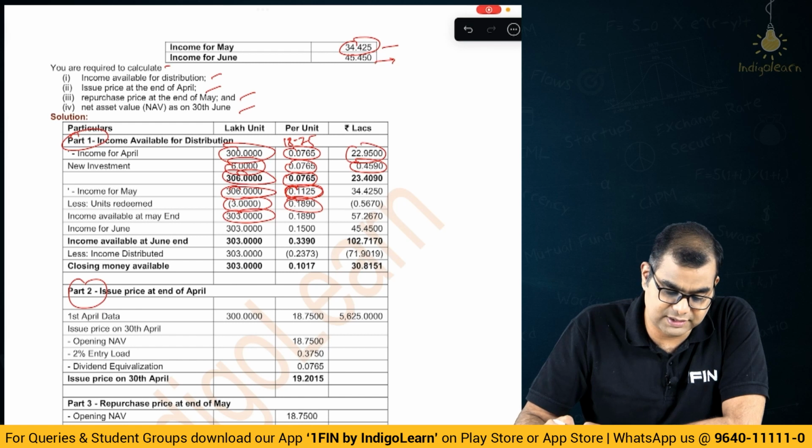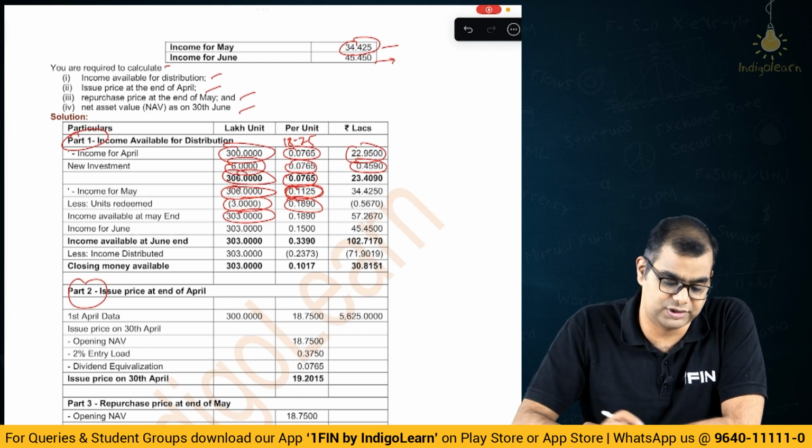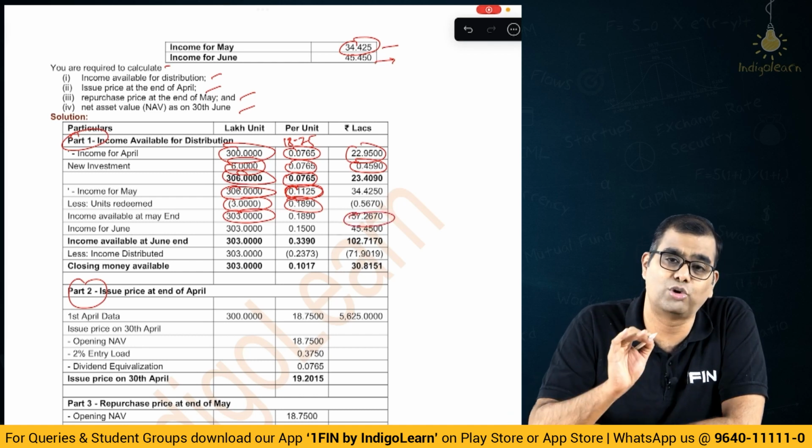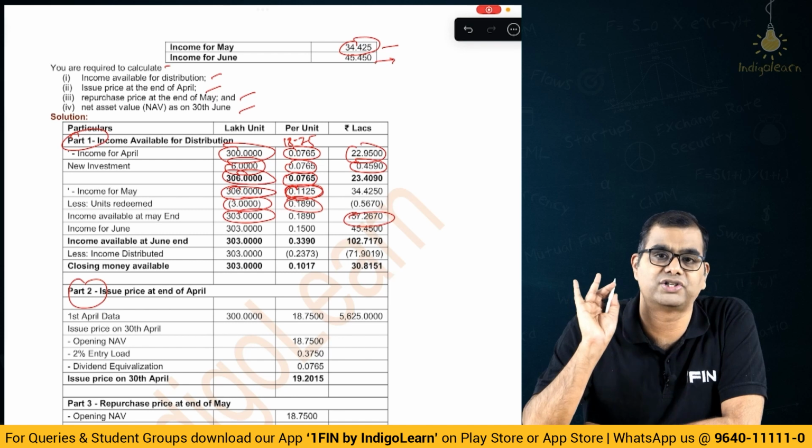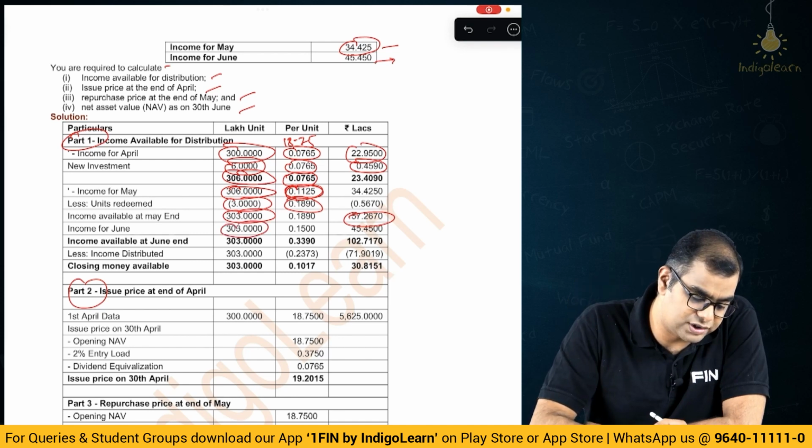23.4090 plus 34.4250 minus 0.5670. That will equal 57.267. See, 57.267. That is the closing income available for the entire organization. Okay, then income for June. What is the June income?